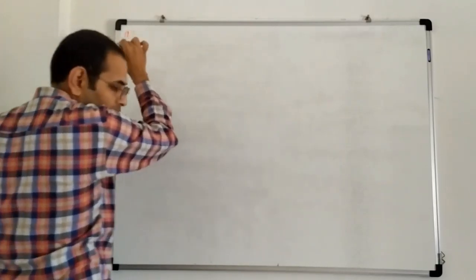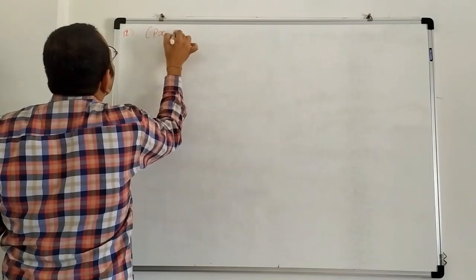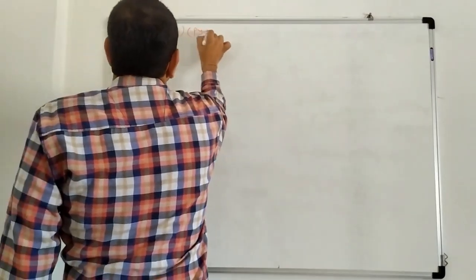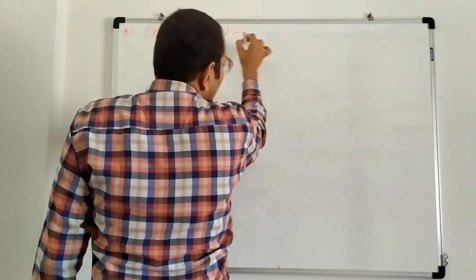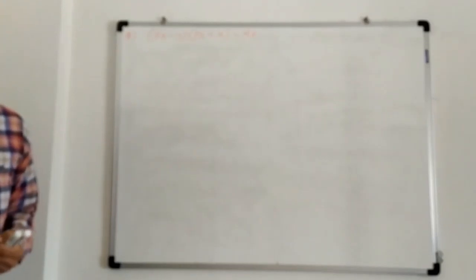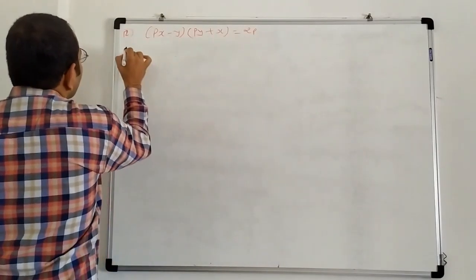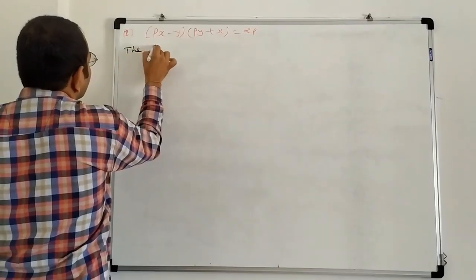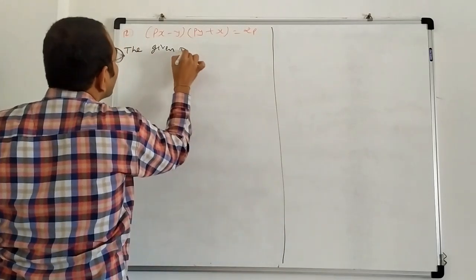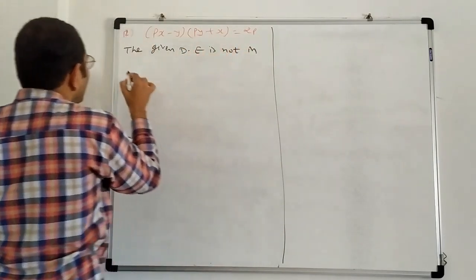Example number 2, px minus y into py plus x equal to 2p. First, the given differential equation is not in Clairaut form.